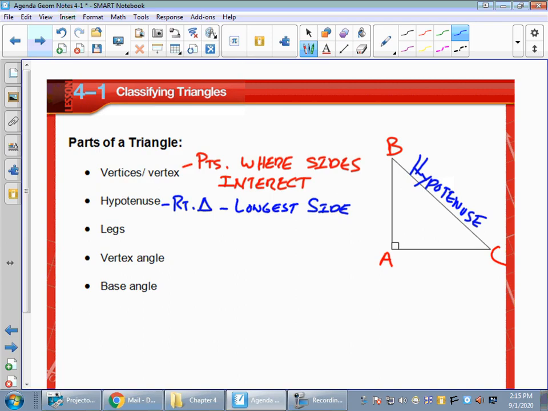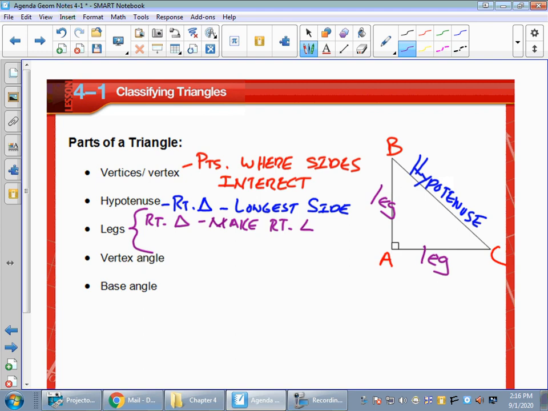Okay. And then we have legs. There's kind of two ways to look at this when we talk about legs. In a right triangle, let's do that one first, the legs are the two sides that make up the right angle. They would make up the right angle together. So for instance, in your diagram over here, this would be one leg, and this would be the other leg, because together those two sides would meet at vertex A and form the right angle.